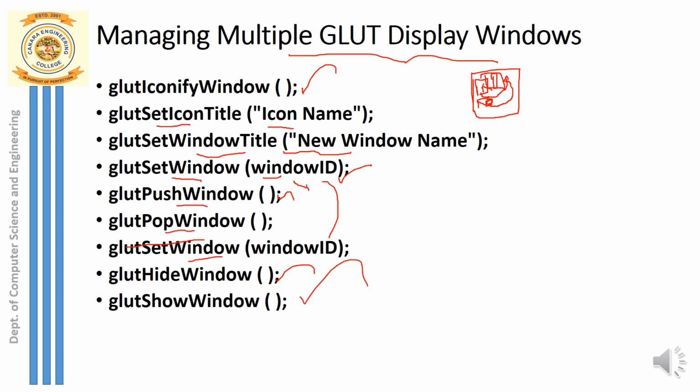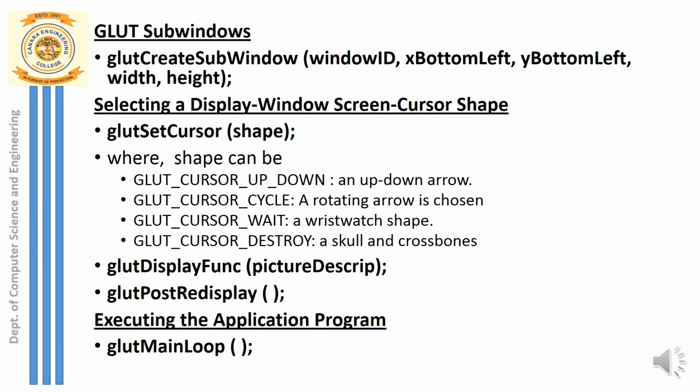So glutShowWindow will simply get that hidden window back onto the screen. Okay, so these are the different OpenGL functions that you have, using which you can manage multiple display windows.